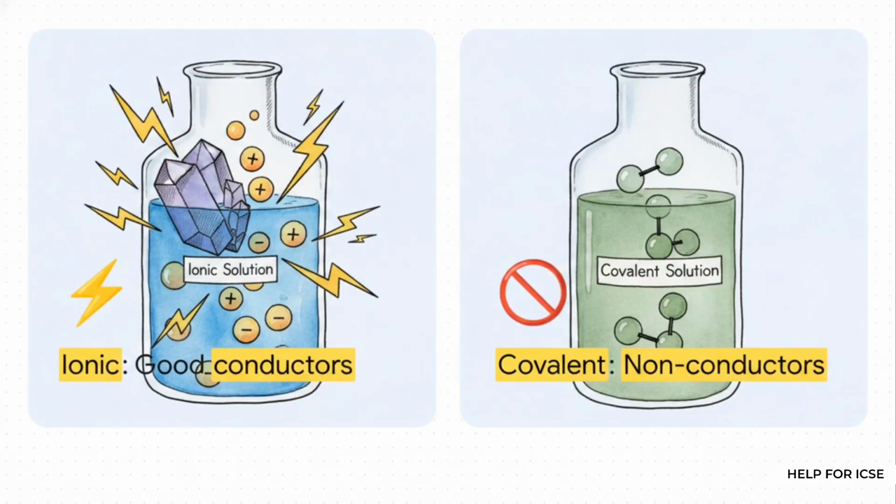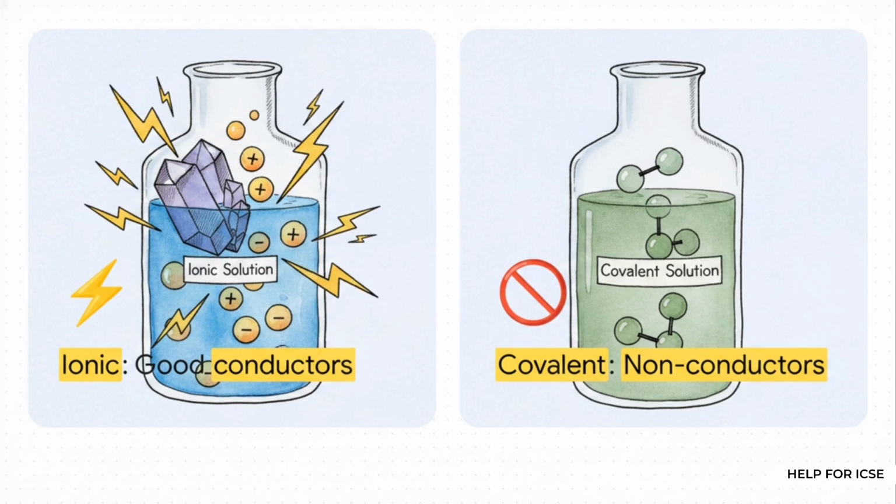And what about electrical conductivity? Well, to run a current, you need mobile charges. In their solid state, ionic compounds actually can't conduct electricity because all their ions are locked tightly into place. But melt them down or dissolve them in water and everything changes. Those electrostatic forces weaken, the ions dissociate and start moving around freely, and boom, they become fantastic conductors.